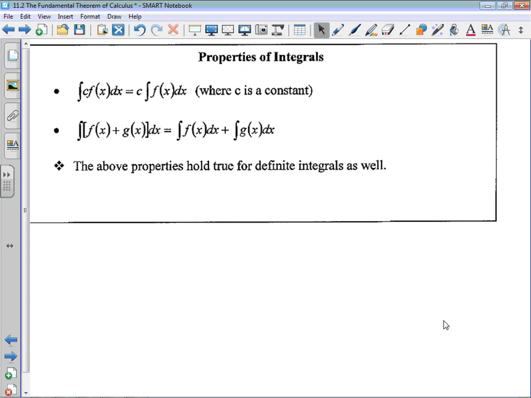11.2 part 2 starts with a couple properties of integrals, and these should look pretty similar. We did these with derivatives. The first I would say is just the constant multiplier. So if you were taking the integral of 2x squared, you could do 2 times the integral of x squared. That would be the same thing.